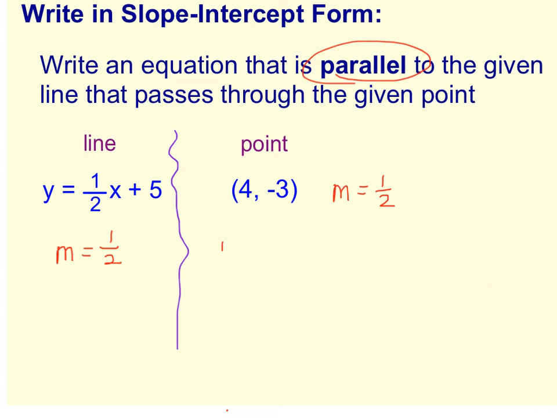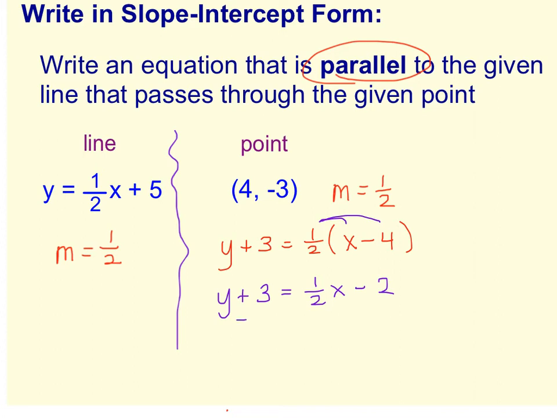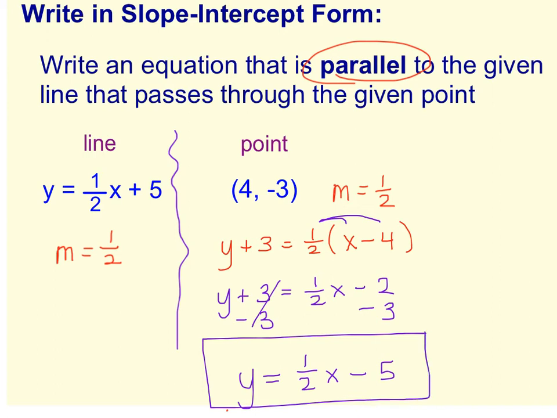So when we write equations, y minus y1, so y plus 3 equals our slope 1/2 times x minus x1. And then we will put these in slope-intercept form. So go ahead and distribute your slope. y plus 3 equals 1/2 x, and then half of a -4 is -2. And then subtract 3, and we get y equals 1/2 x minus 5. That is a parallel line to the one they gave us. You can see that the slopes are the same, making these lines parallel.